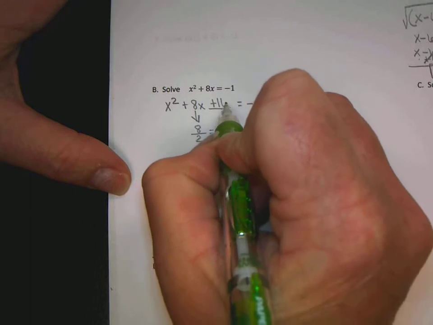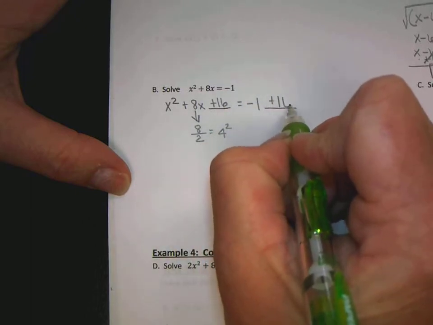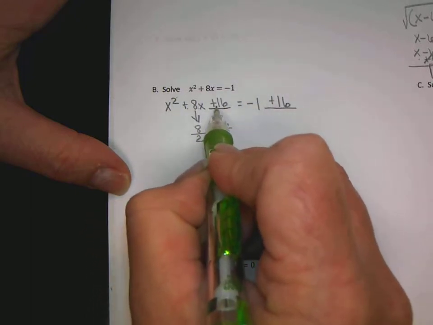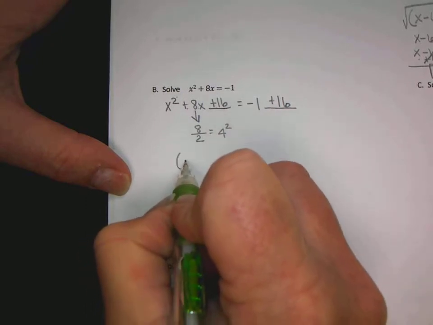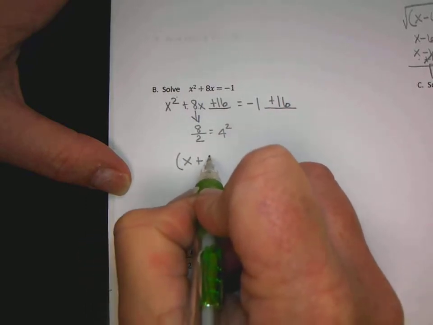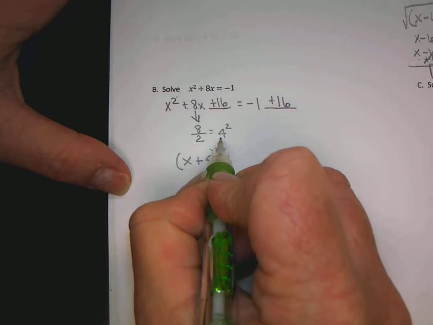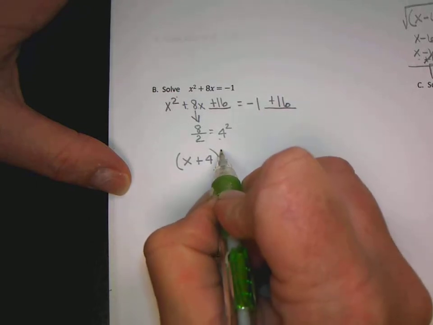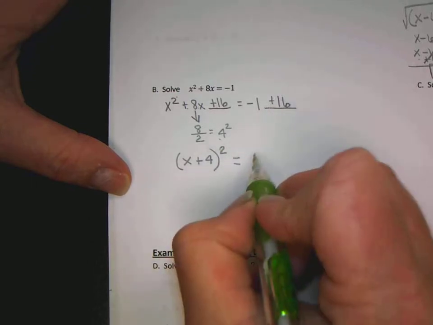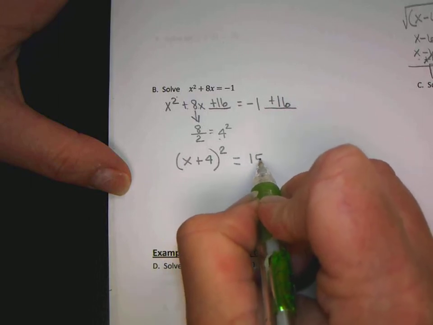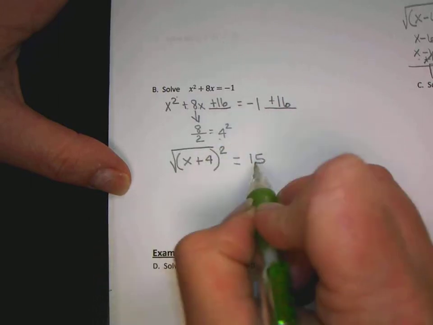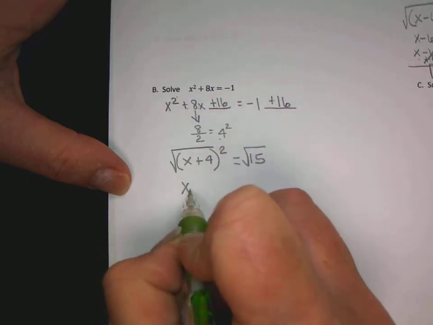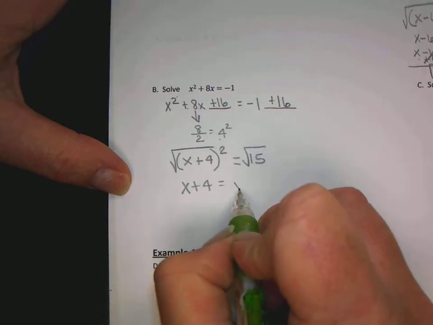So you're going to add that to both sides. Now you have x squared plus 8x plus 16, which is a perfect square trinomial, and factors to x plus 4. How do I know that? Because it's plus 4 right there. Squared equals negative 1 plus 16, which is 15. I'm going to square root both sides. And you're going to get x plus 4 equals the square root of 15.